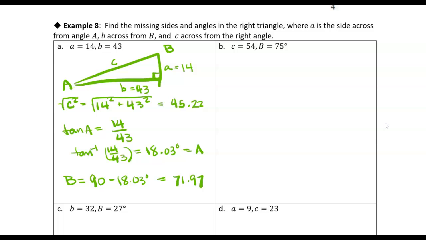All right, so again, I'm going to draw a triangle here. We're given side C and angle B. So if I just draw a right triangle, all right, there's a right triangle. We know side C is 54. That's our hypotenuse. This is angle A, this is angle B. And side b is opposite of angle B, so we're going to call this b. And we're going to call this a because it's opposite of the angle A. And it says angle B is 75 degrees.